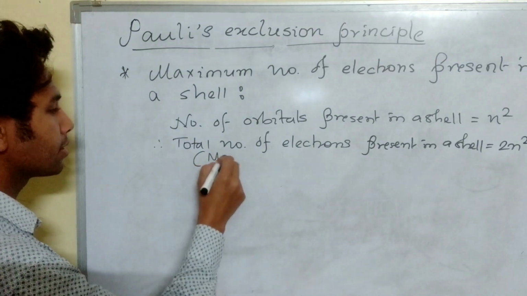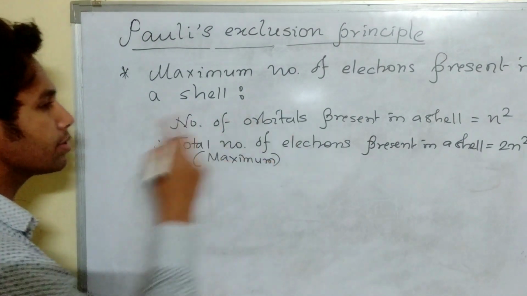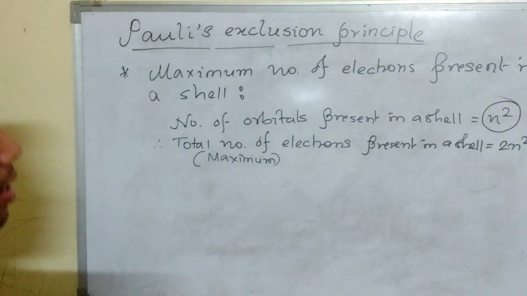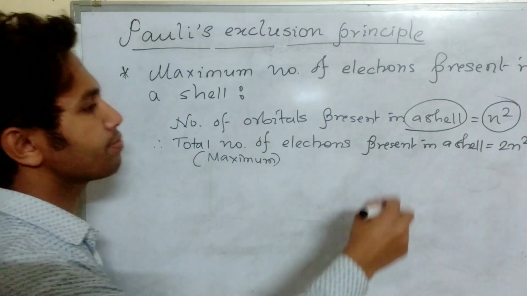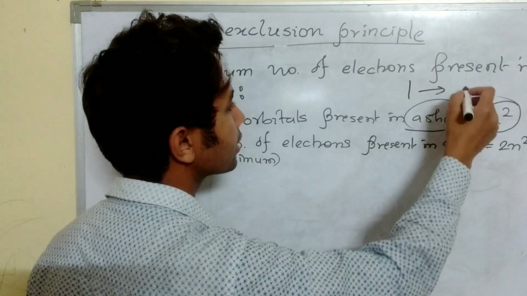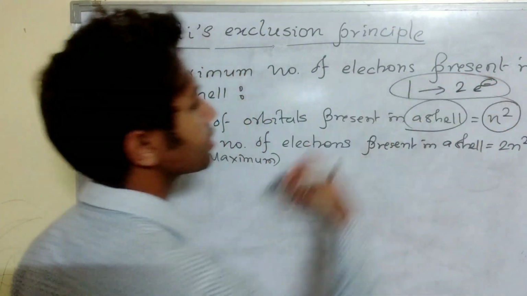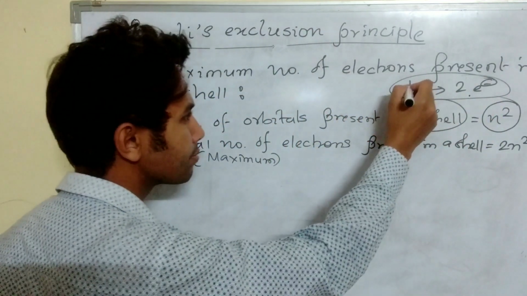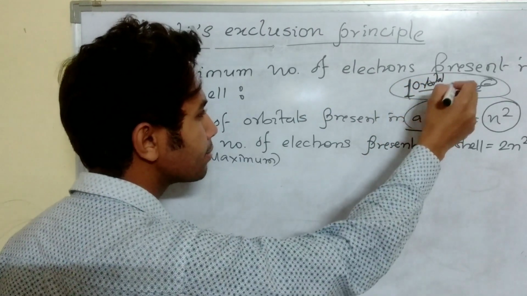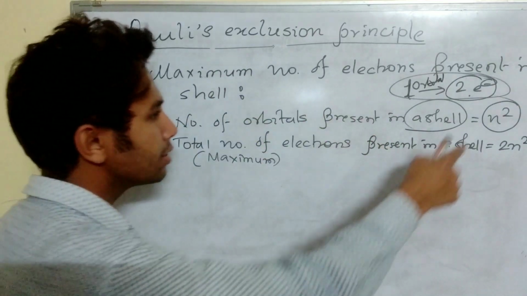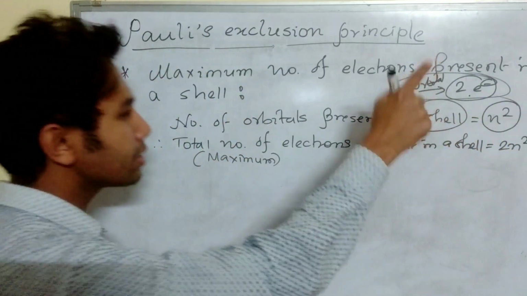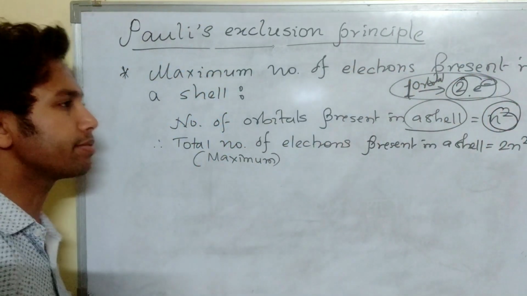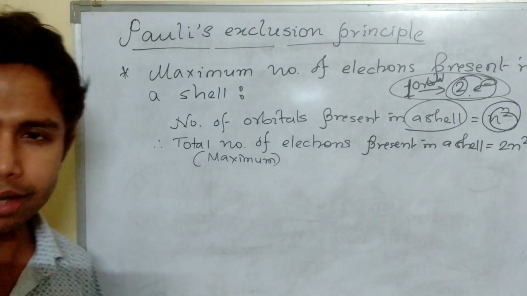Means the maximum number of electrons present in a shell will be twice n square, as there are n square orbitals present in a shell, and if one orbital can accommodate a maximum of 2 electrons, then for n square number of orbitals we are getting 2 into n square. 2 into n square means twice n square number of electrons in a shell.